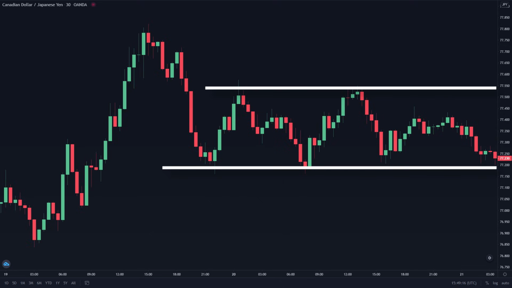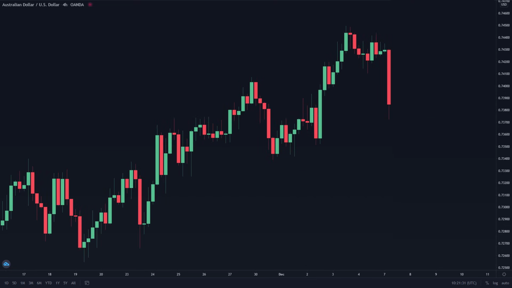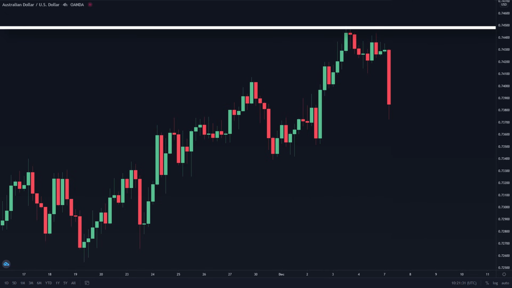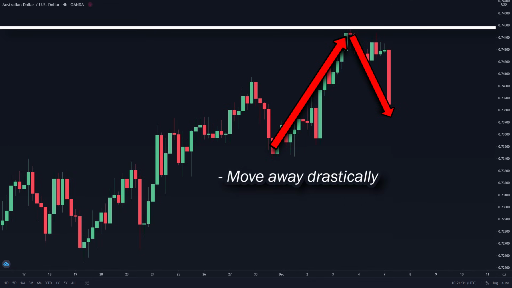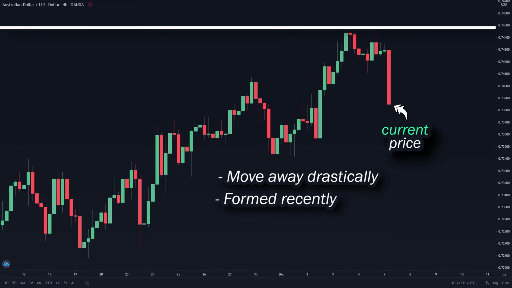So now, let's implement these techniques real time. Here's the Aussie dollar, and starting from the top, we spotted an area here as prices went up, hit and reverse. So this fits into our first criteria, which is price needs to move away from a swing high drastically. And this level is also closest to the current price.